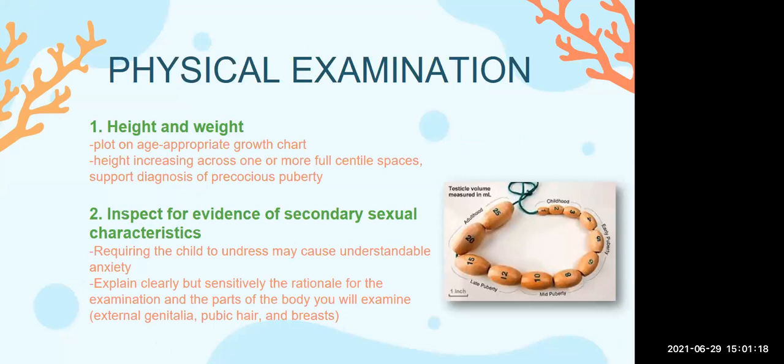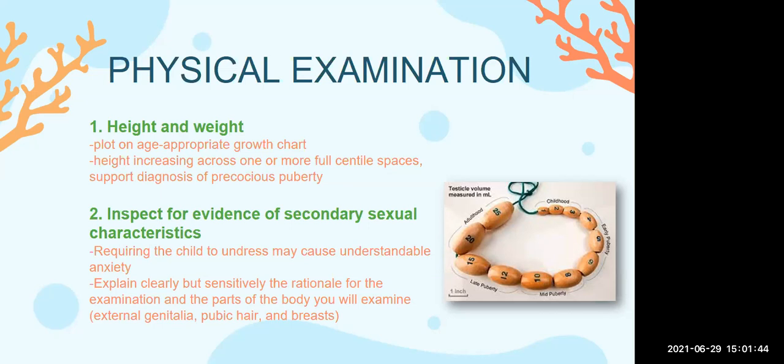Okay, next. For the physical examination, we need to examine the height and weight and also plot it on the age appropriate growth chart. And if the height increases across one or more full centile spaces, it can support the diagnosis of precocious puberty. And we also need to inspect for evidence of secondary sexual characteristics.